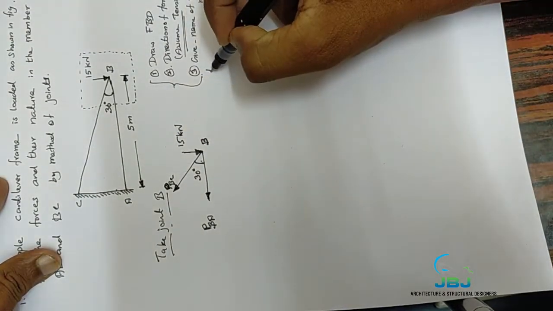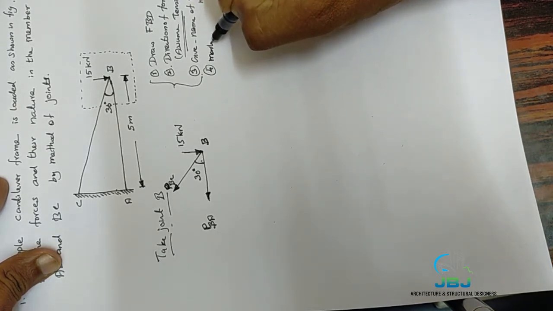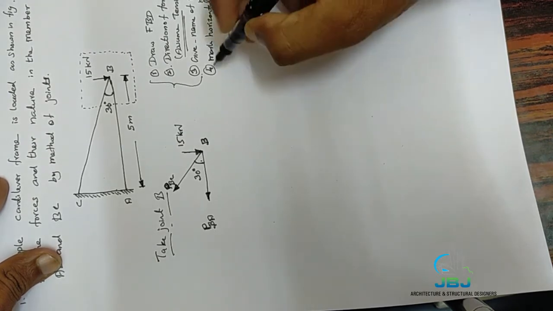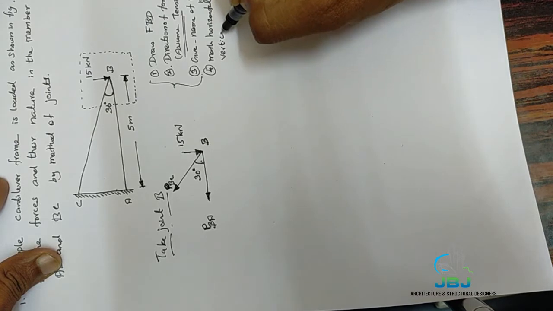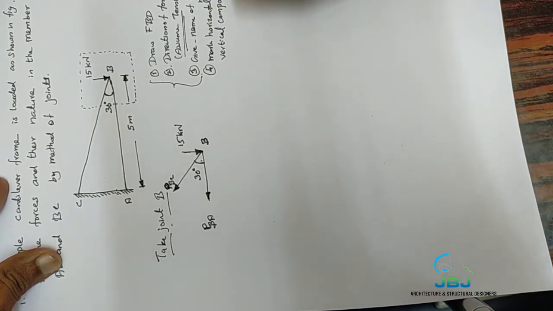So the next step is to mark the horizontal and vertical components of the inclined member.